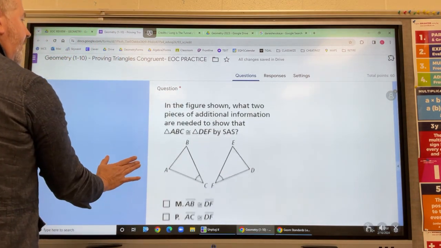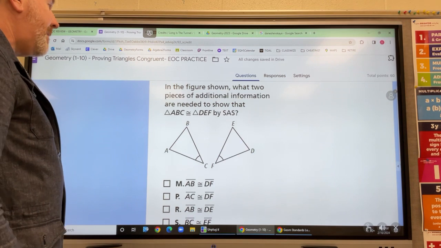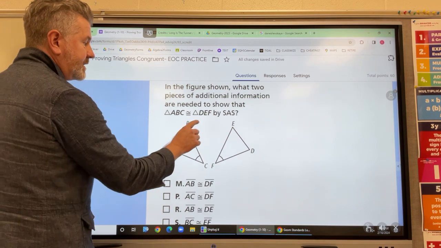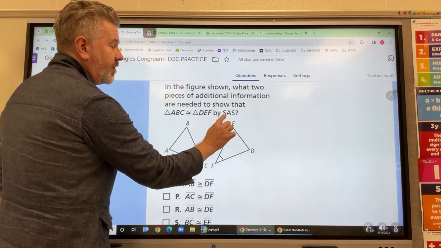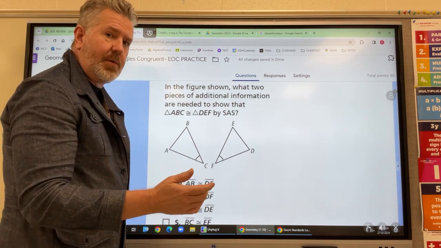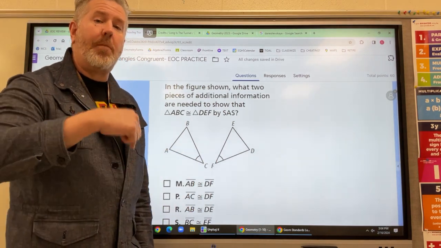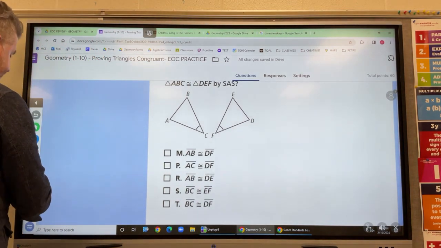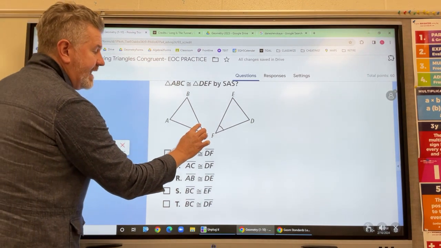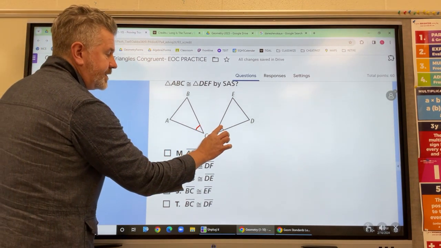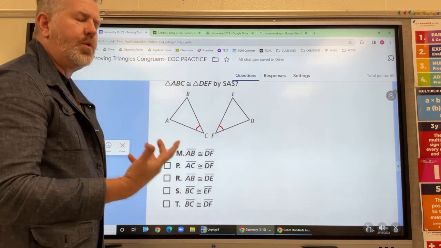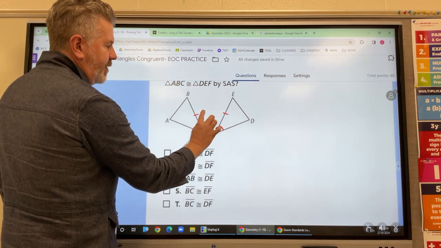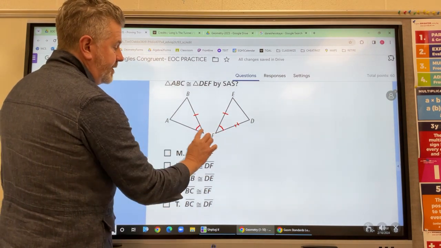All right. In the figure shown, which two pieces of additional information are needed to show that triangle ABC is congruent to triangle DEF? Remember, we're looking for side, angle, side. So clearly we need two sides that are congruent and the angle between them congruent. So let's take a look. We're only given one angle that's congruent to itself. So it's asking, what would we need to prove that the sides are also congruent? So we would need that to be congruent to that, and that to be congruent to that.